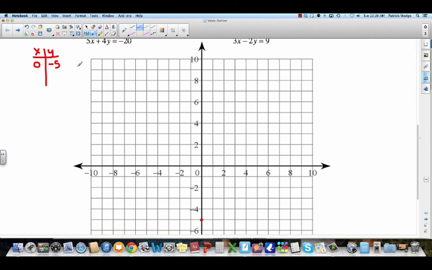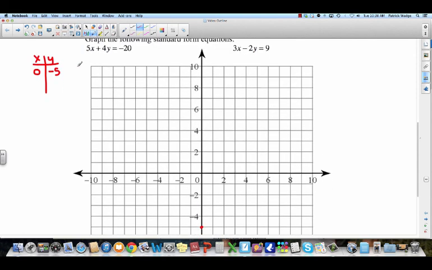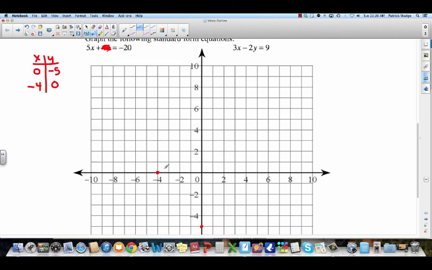Okay, now let's find the x-intercept. If we're looking for the x-intercept, it's where it crosses the x-axis, this line right here. What do you know about every point on that x-axis? What's the y value of every point on that? 0. So I put 0 in for y this time. If I put 0 in there, 4 times 0 is 0, this is gone. So all I have to do is 5 times what equals negative 20. 5 times negative 4 is negative 20. So my x-intercept is negative 4. There, it's good enough. I have 2 points.